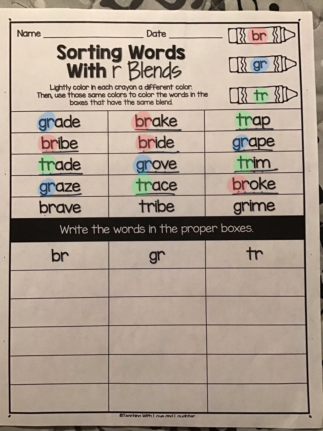Then I have brave. B-R-ave. Brave. Brave has a BR, so I color it red. Tribe. T-R-ibe. Tribe. I can see that tribe has a TR blend, so I'm going to color it green. Last word is grime. G-R-ime. Grime. Grime has a GR initial blend, so I'm going to color it blue.